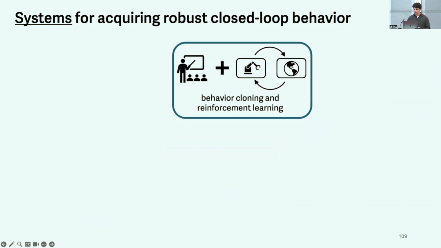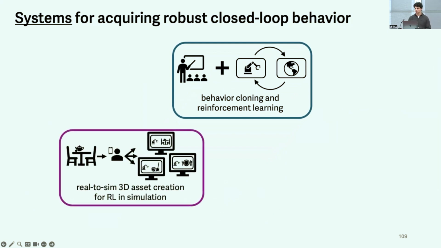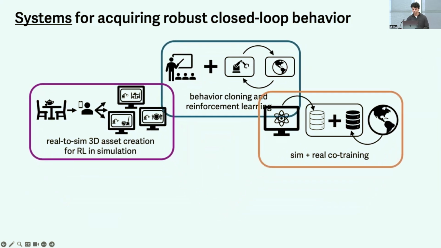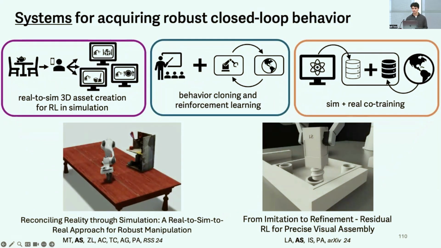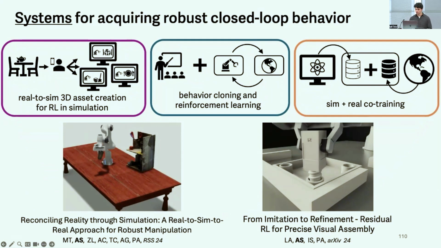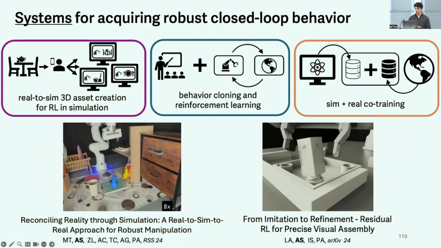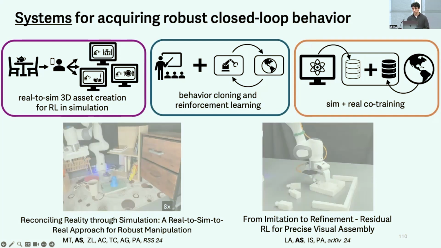We'll also include a few other ingredients, like real-to-sim scanning and co-training policies on both synthetic data from simulation as well as a small amount of data from the real world. We've been exploring how to combine these components in two complementary projects. Each one instantiates a version of this framework in slightly different ways and focuses on distinct aspects of the problem.